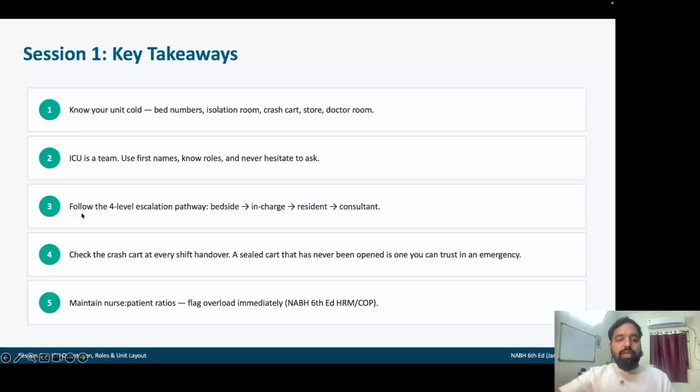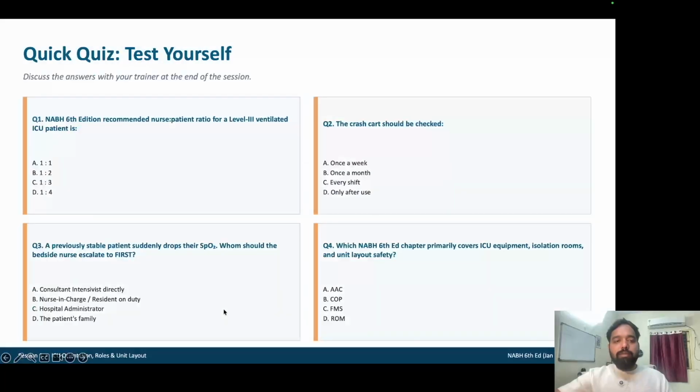Follow the 4-level escalation pathway from bedside to in charge to the resident doctor, then to the consultant. Check the crash cart at every shift handing over. A sealed cart that has never been opened is one you can trust in an emergency. Maintain nurse-patient ratios. Flag overload immediately.